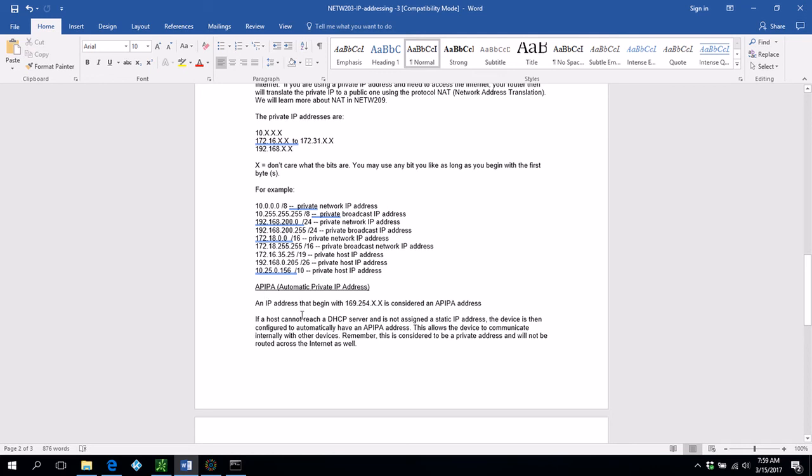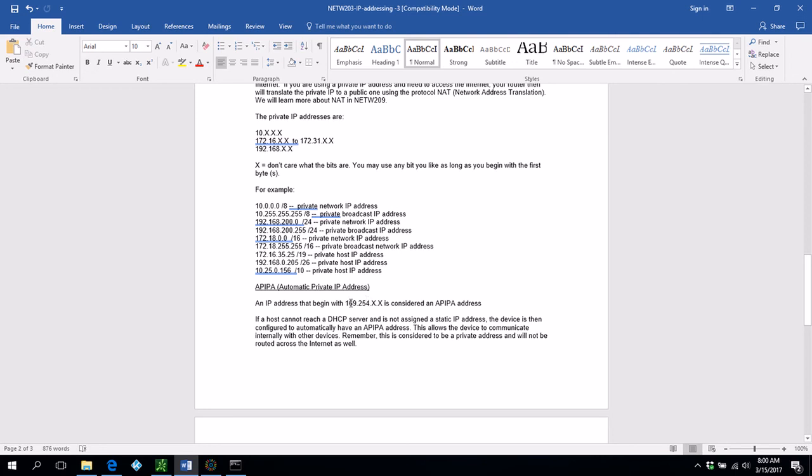APIPA, the automatic private IP address. This is with the old Microsoft operating systems, some Unix. What happened is, when you turn your computer on and it searches for a DHCP server, if it does not find one, and you still need to be able to communicate, your operating system created an IP address automatically for you called the APIPA, the automatic private IP address, to enable you to communicate with devices inside the LAN. But you cannot use the APIPA address to access the internet either.